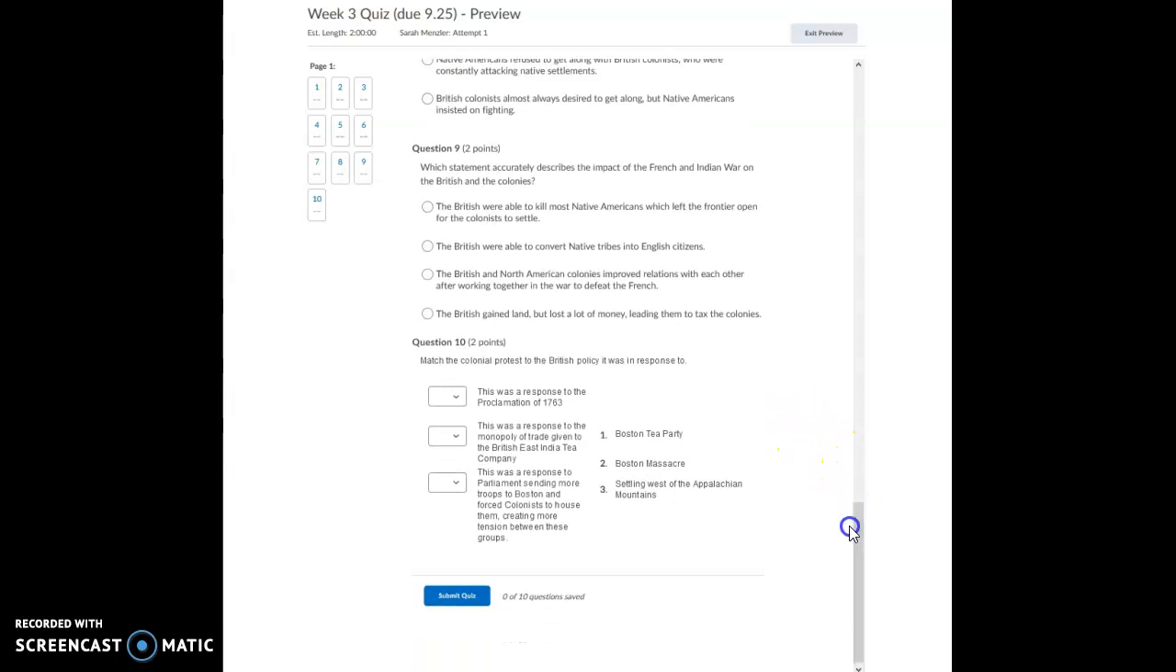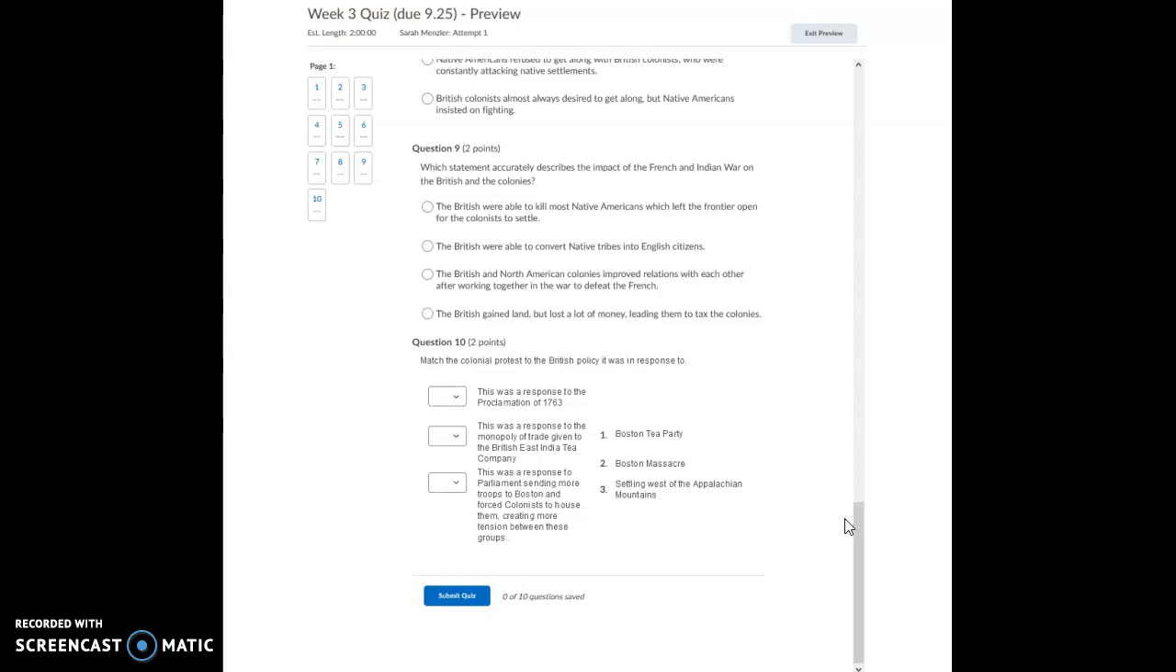Question number 9. Which statement accurately describes the impact of the French and Indian War on the British and the colonies? Is it the British were able to kill most Native Americans, which left the frontier open for the colonists to settle? Was it the British were able to convert native tribes into English citizens? Was it the British and North American colonies improved relations with each other after working together in the war to defeat the French? Or was it the British gained land but lost a lot of money, leading to taxing the colonists?